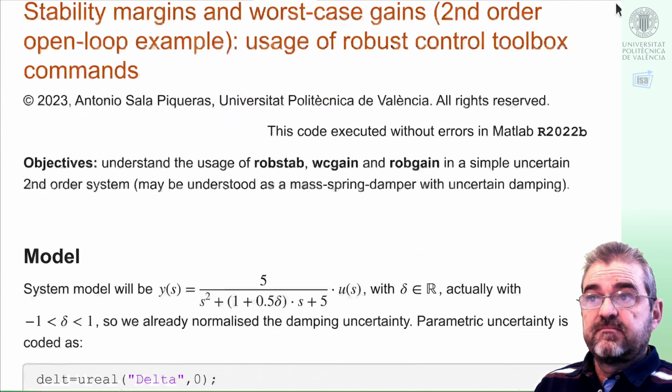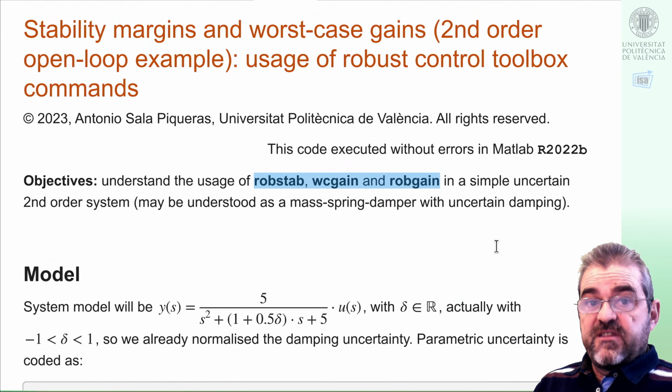To summarize, in this video, we have discussed the meaning of the robustness margins provided by these 3 robust control toolbox commands in a second order system with uncertain damping, and we have analyzed the outputs of those commands both numerically as stability margins and in the Bode magnitude diagram looking for the resonance peak.